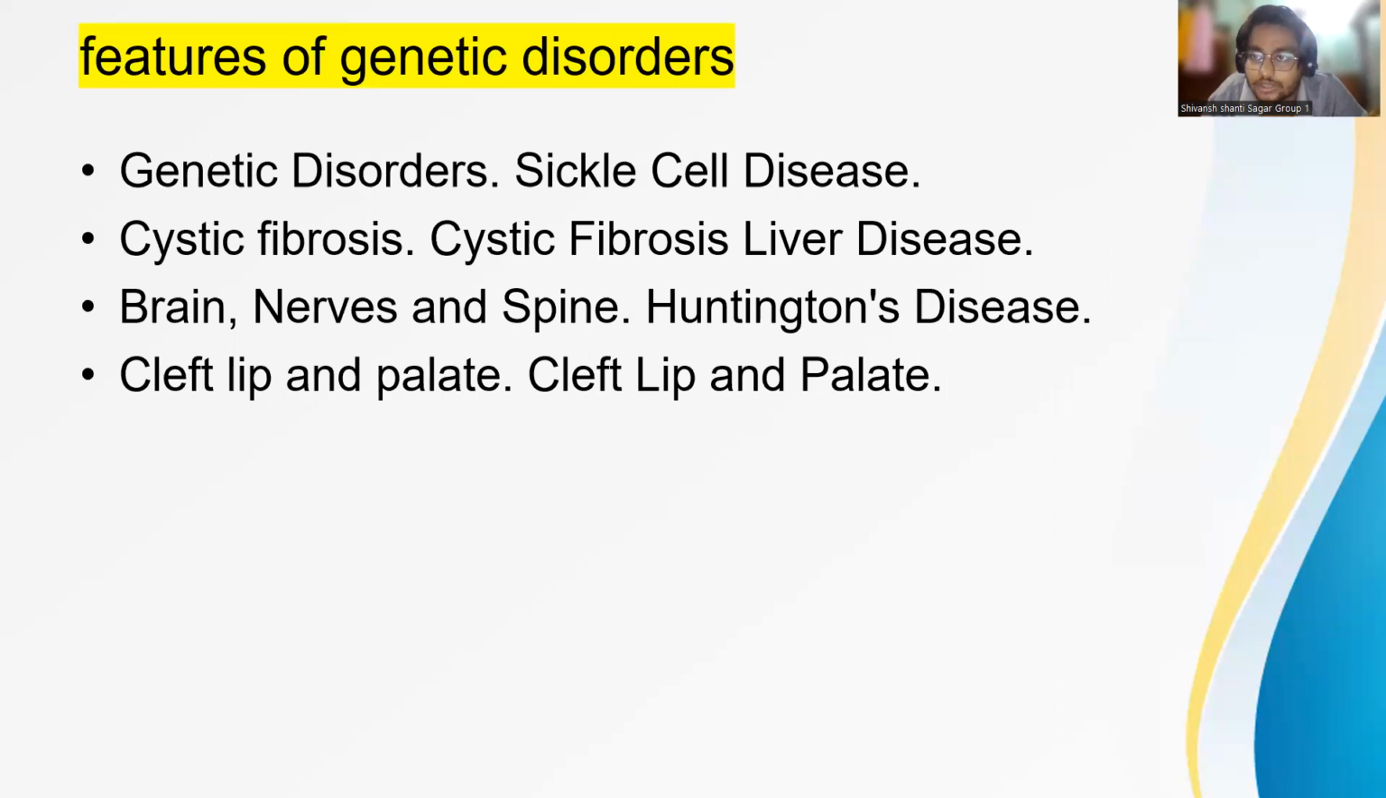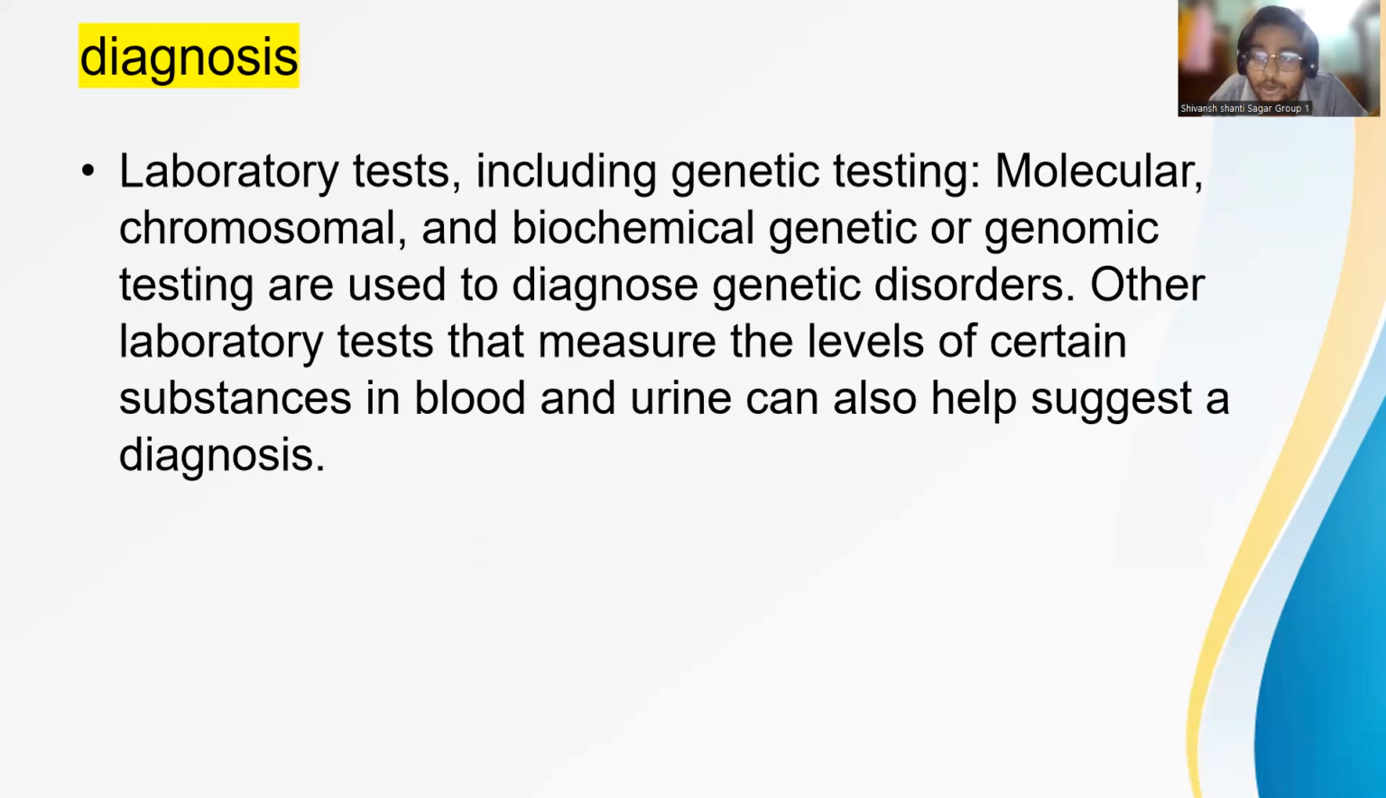What are the features of the genetic diagnosis and these criteria? So we have diagnostics as in genetic disorders of sickle cell diseases. We have cystic fibrosis and cystic fibrosis liver diseases. We have brain, nerve, spine, and Huntington diseases, and cleft palate and Patau, cleft lip and Patau syndromes. And how do we diagnose this? Laboratory tests include genetic testing, molecular, chromosomal and biochemical genetic or genomic testing used to diagnose genetic disorders. Other laboratory tests that measure the level of certain substances in the blood and urine can also help in suggesting the diagnosis.